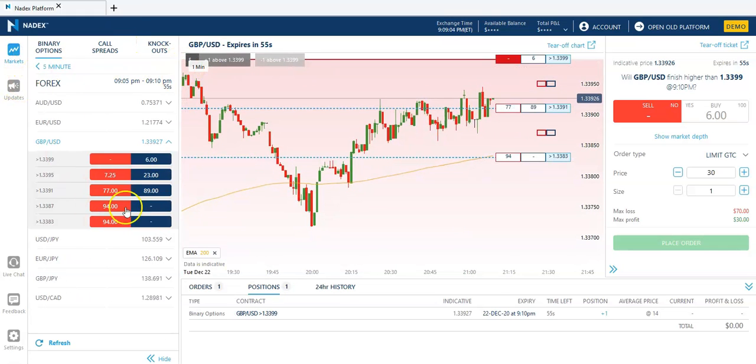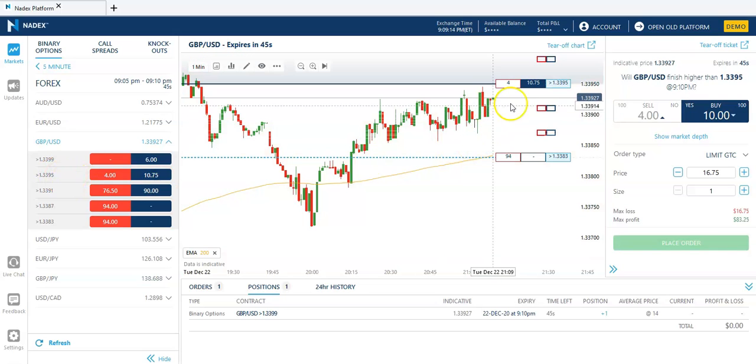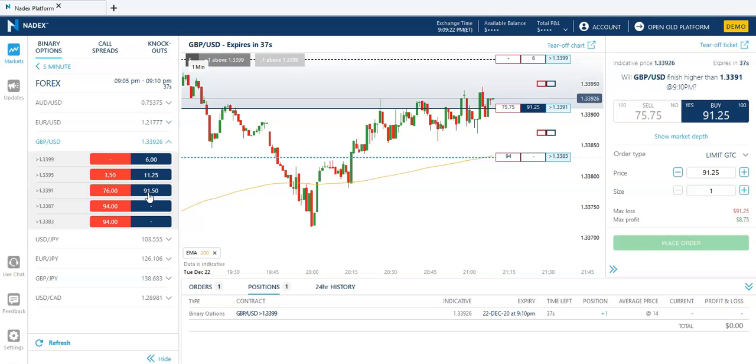Okay, so we're going to open this back up. We're going to see, maybe we think it's going to close above this 139.95 level. Okay, right here, don't like that. We'll just leave it. Let's see.